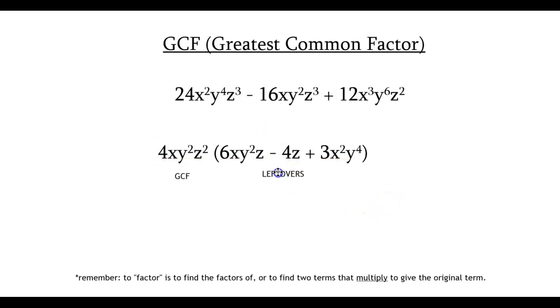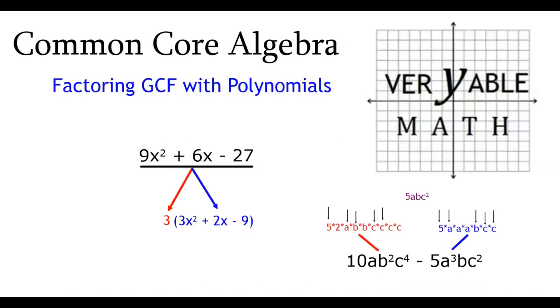That was a procedure of factoring out the greatest common factor and writing out the leftovers. What we've just done is factoring by the greatest common factor for polynomials. That brings us full circle. Remember, folks, this was the video on factoring GCF with polynomials, identifying the greatest common factor from a list of terms, taking it out, and then writing out the leftovers.